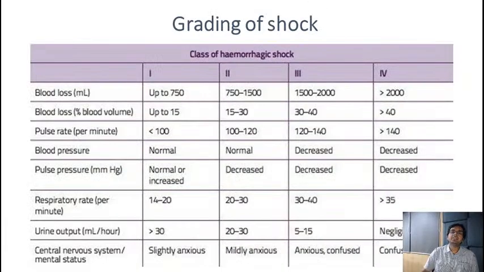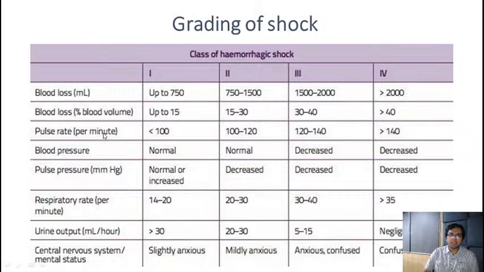Now, even the ATLS has classified hemorrhagic shock into various grades in order to estimate the amount of blood loss that is encountered. Now, these are with respect to an average 70 kg man. So, in case of class 1 shock, a blood loss of up to 750 ml is encountered. In case of class 2 shock, about 750 to 1500 ml of blood loss is encountered. In case of class 3 shock, 1500 to 2000 ml of blood loss is encountered, and in case of class 4 shock, more than 2 liters of blood loss is encountered.